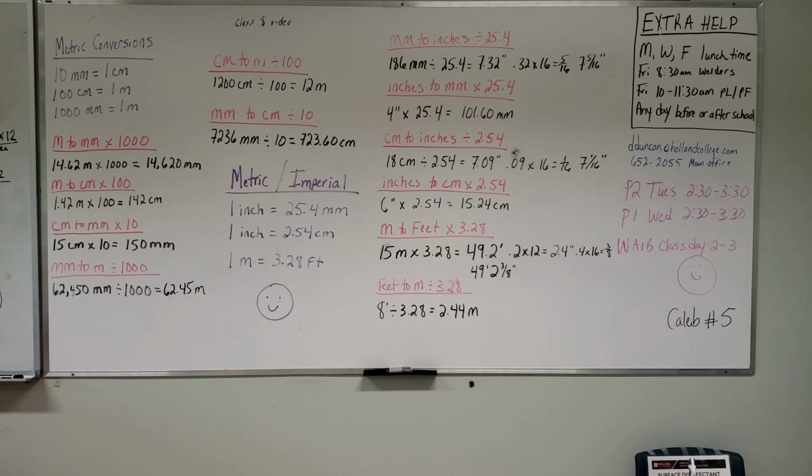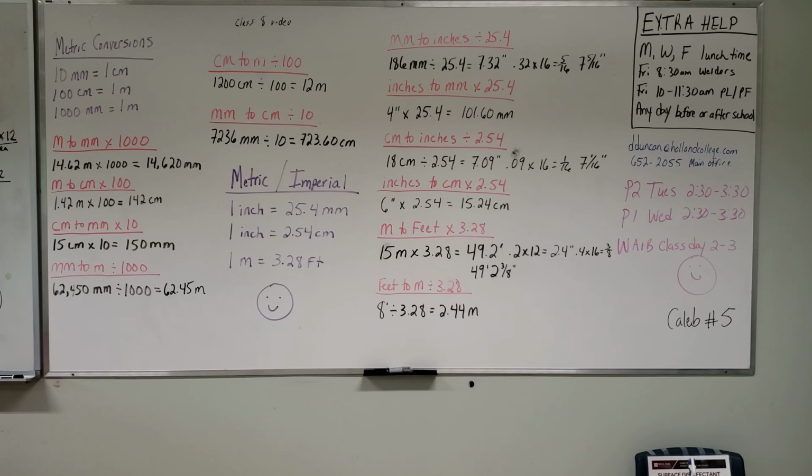Okay, so if we're going inches to centimeters, we times by 2.54. So if we had 6 inches, times it by 2.54, we get 15.24 centimeters. All right, now we're going meters to feet, times by 3.28. We had 15 meters, and we times it by 3.28. We get 49.2 feet. That number there is feet in decimal parts of a foot, right? So we know we have 49 feet there.